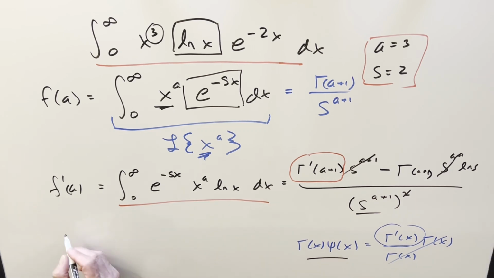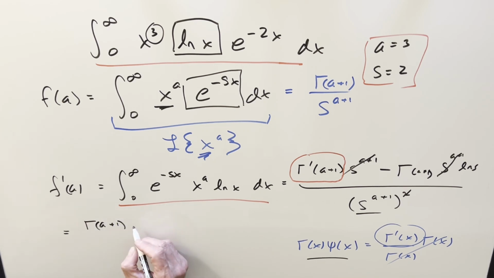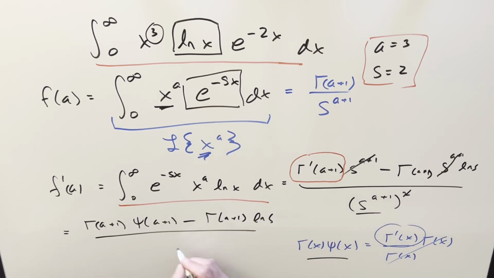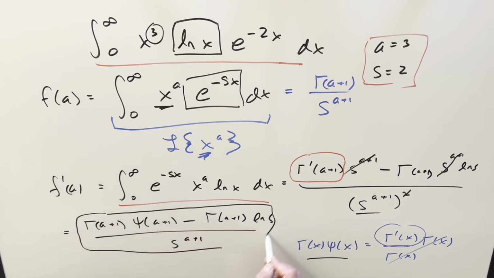So we'll plug this in, just plugging in a plus 1 into it, so we have gamma a plus 1, then digamma a plus 1, minus another gamma a plus 1 ln s over s to the a plus 1. So at this point, we basically have our formula for this kind of integral. There's some simplification we could do on it. I mean, we could factor out what we have in common.